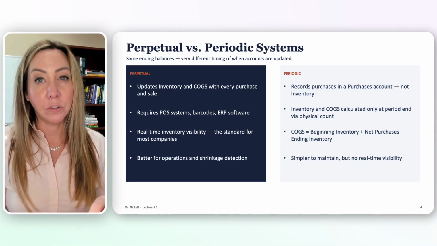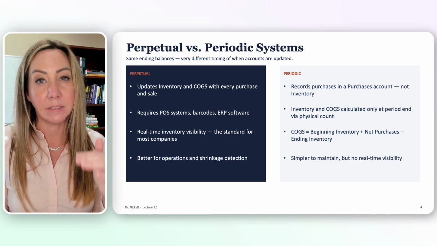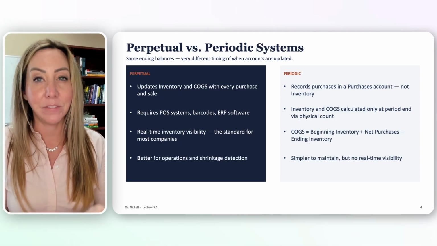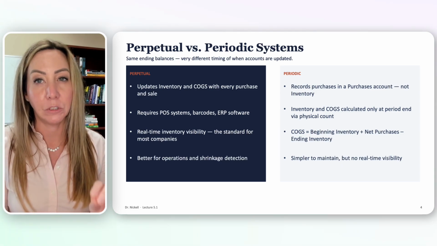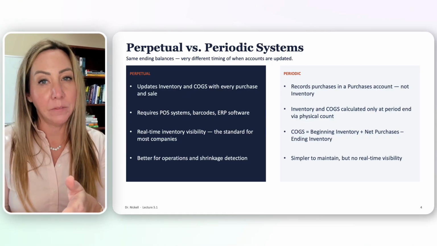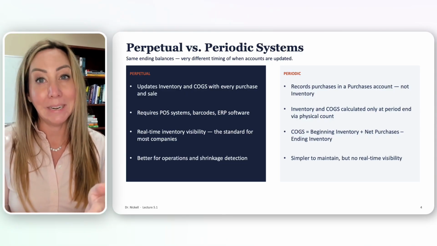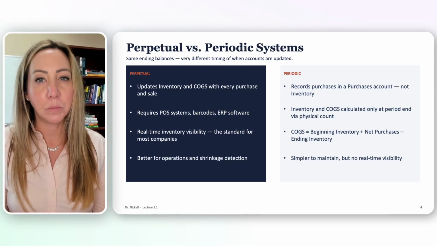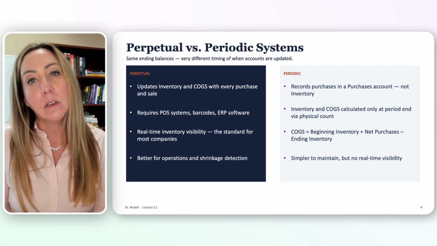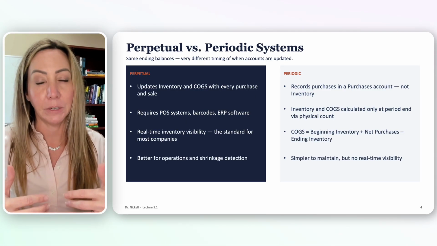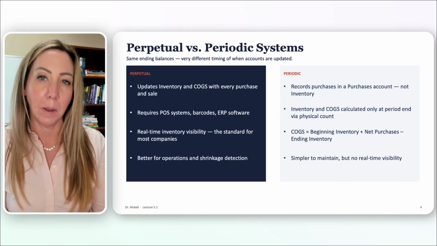Using a periodic inventory system, you don't update the inventory account when you make a sale during the period. Instead, you record purchases in a separate purchases account. And at the end of the period, you perform a physical count to determine what's left. Then calculate cost of goods sold as beginning inventory plus purchases minus ending inventory. Both systems produce the same ending balances, assuming that the physical count is accurate. But the difference is when accounts are updated.